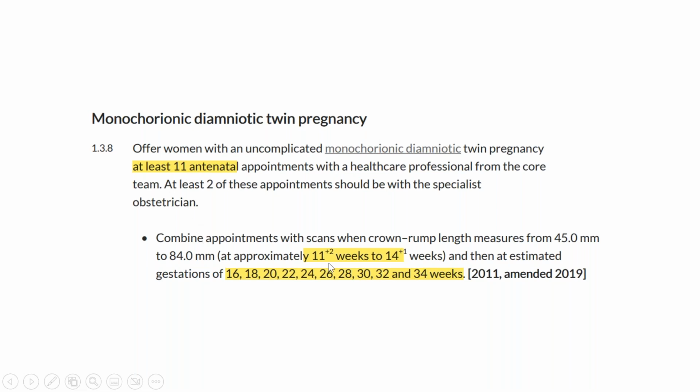So here you can see, start from 11 to 14 weeks, that is the booking appointment. And from 16 weeks onward, every 2 weekly, they need an appointment to rule out any kind of twin transfusion syndrome up to 28 weeks. And then from 28 weeks onward, to rule out any kind of growth restriction. So every 2 weekly, they need an appointment. So total number of appointments is 11.